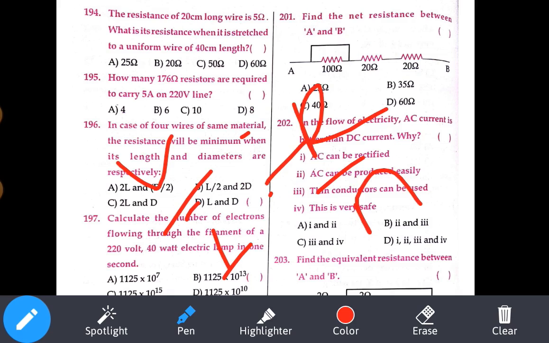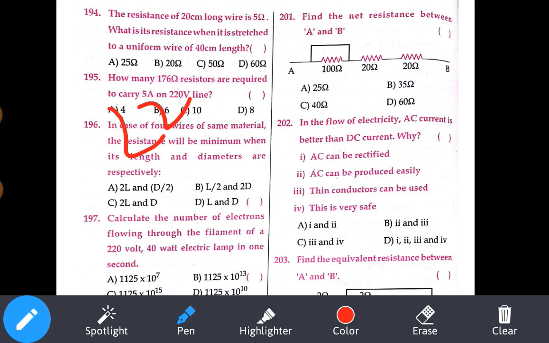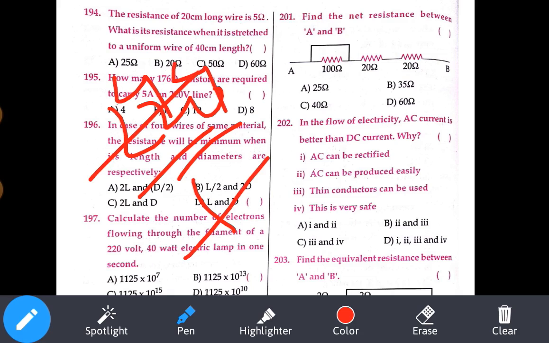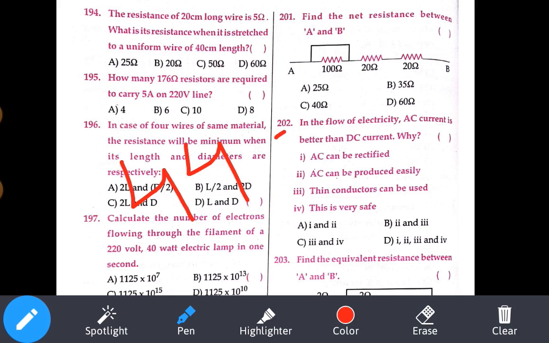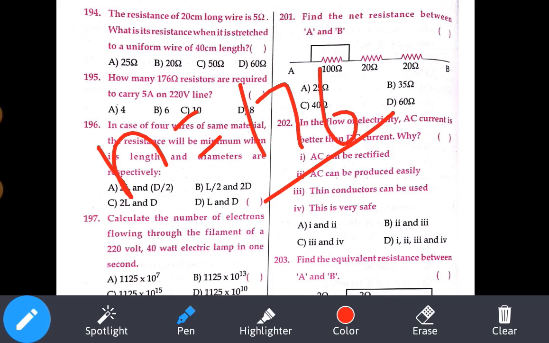I can write like this. What is the V value given? V value they have given is 220 by 5. How much will you get? 5 fours are 20, 5 fours are 20, 44 we have got. 44 is equals to 176 by N. Therefore N is equals to 176 by 44. 4 fours are 16, so N is 4. Option number A.